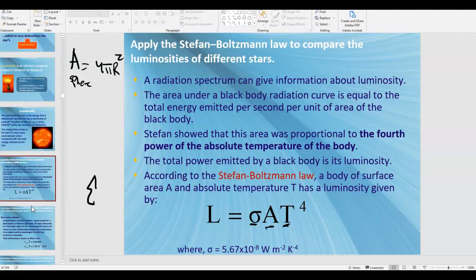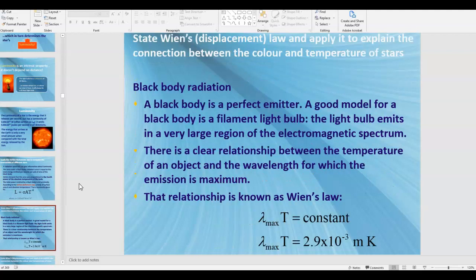Okay, so pause it there. Make sure you have that in your notes. There is another equation, which is going to be new to us, that normally we would have talked about in 8.2, but we skipped that chapter, and that is what's called Wien's law.